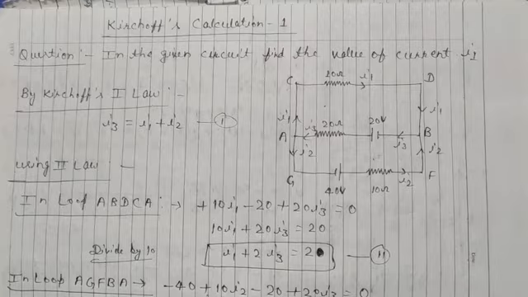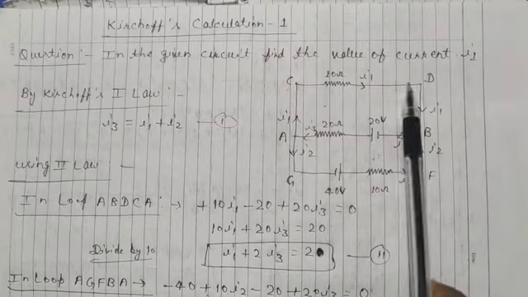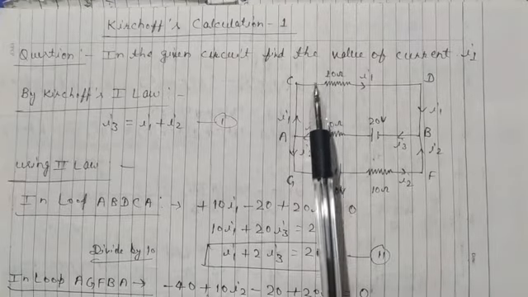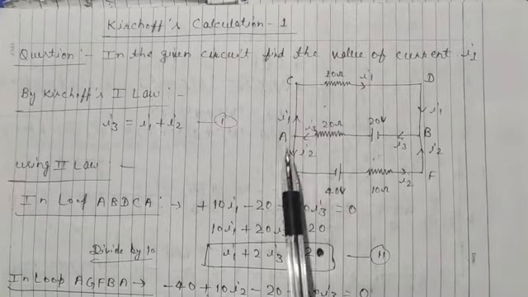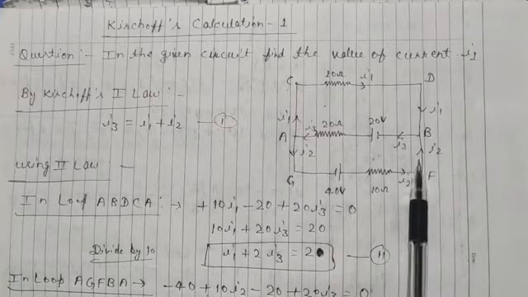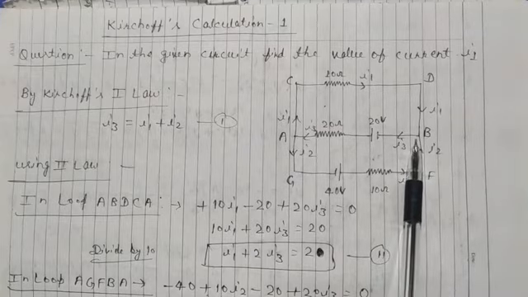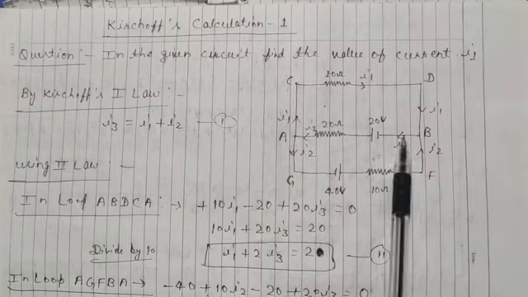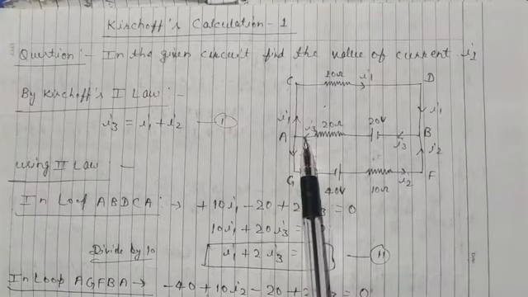In 1 branch, current is I1. In another branch, current is I2. In the third branch, current is I3.